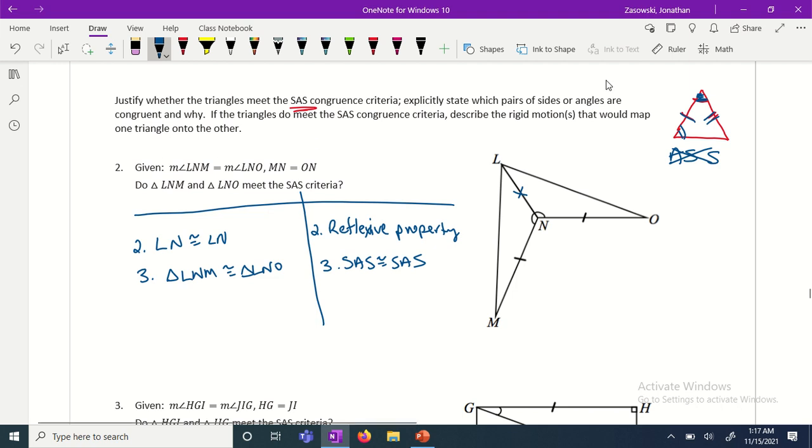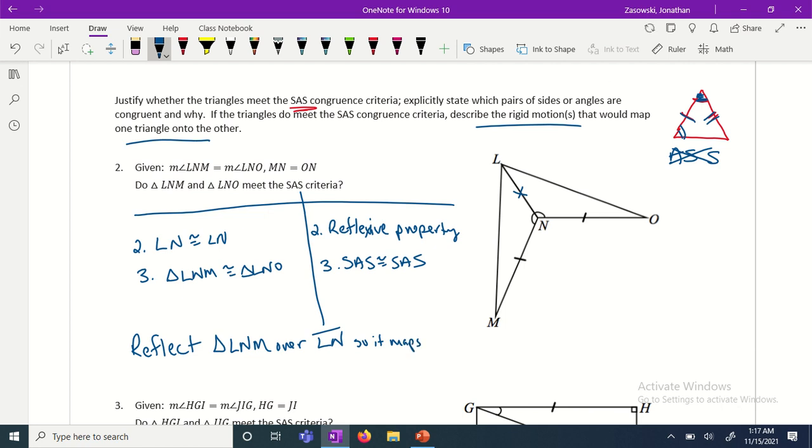Now, it also says describe the rigid motions that would map one triangle onto the other. So all we would have to say here is what? Reflect, okay? Triangle, pick one. We'll do the one on the left. L, N, M over line LN, okay, line segment LN. So it maps onto triangle LNO. Okay, that's it.